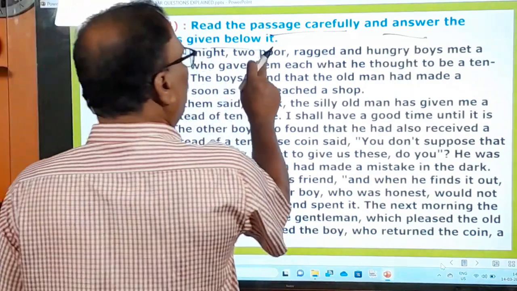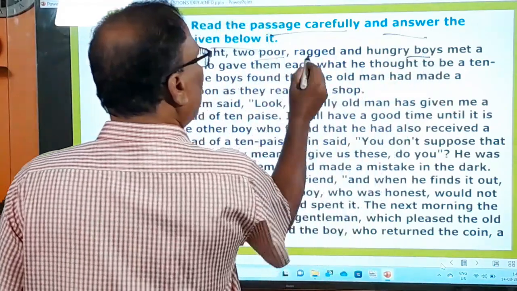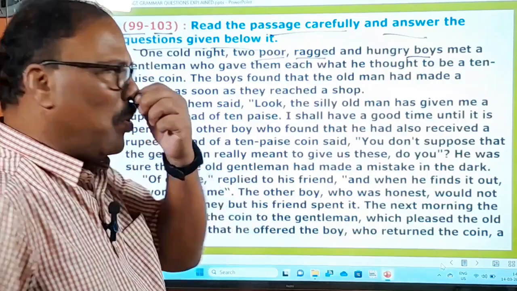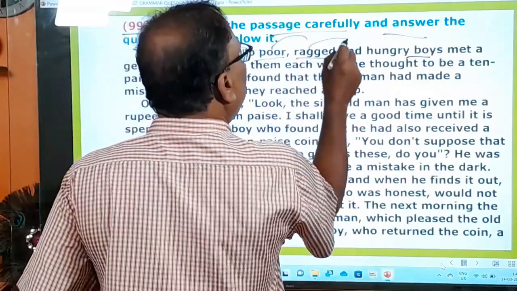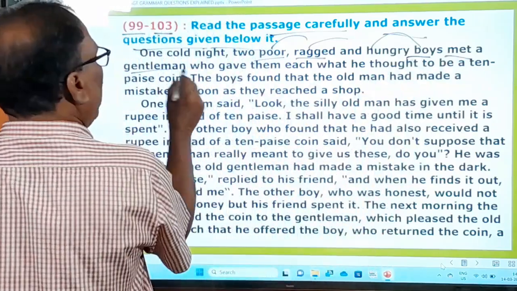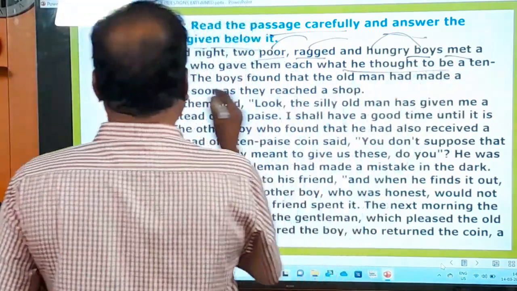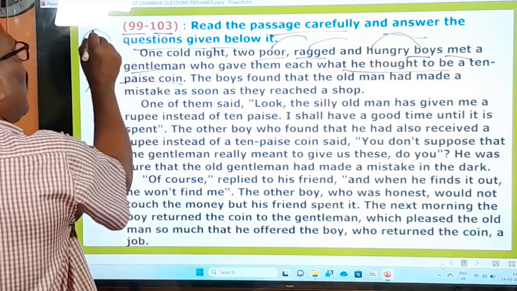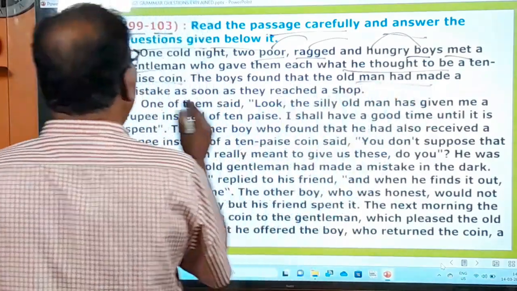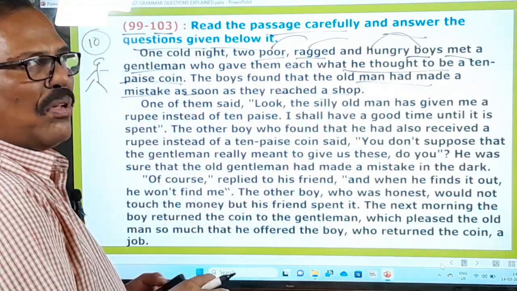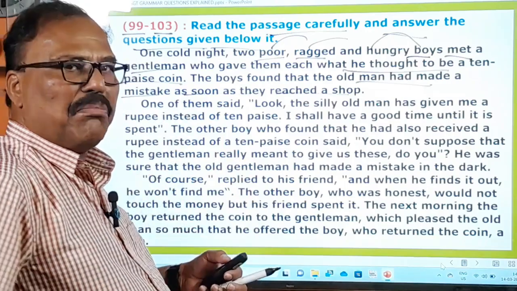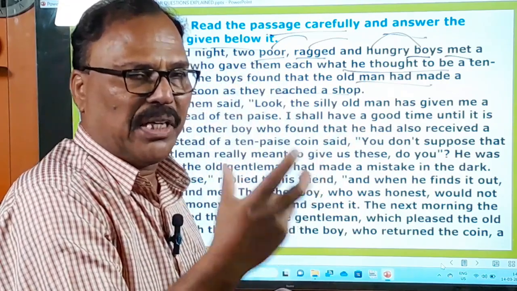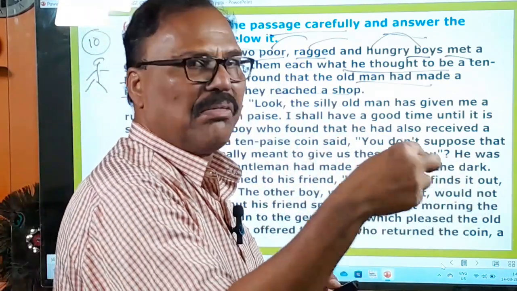Okay, one cold night, two poor, ragged, hungry boys. Poor, ragged means wearing tattered clothes. Tattered means torn clothes, you can say. The two poor, ragged, hungry boys met a gentleman who gave them each what he thought to be a 10 paise coin. So this gentleman thought he was giving them a 10 paise coin. That was the night time, and he thought he was giving each of the boys a 10 paise coin.